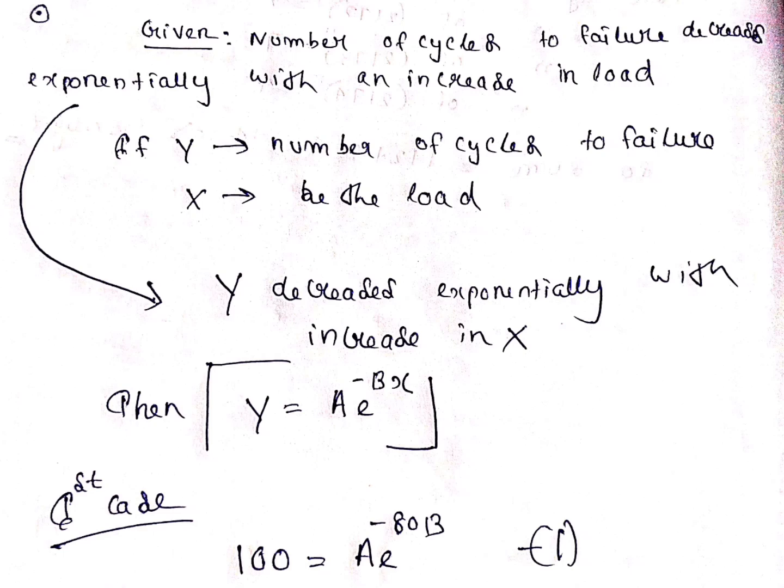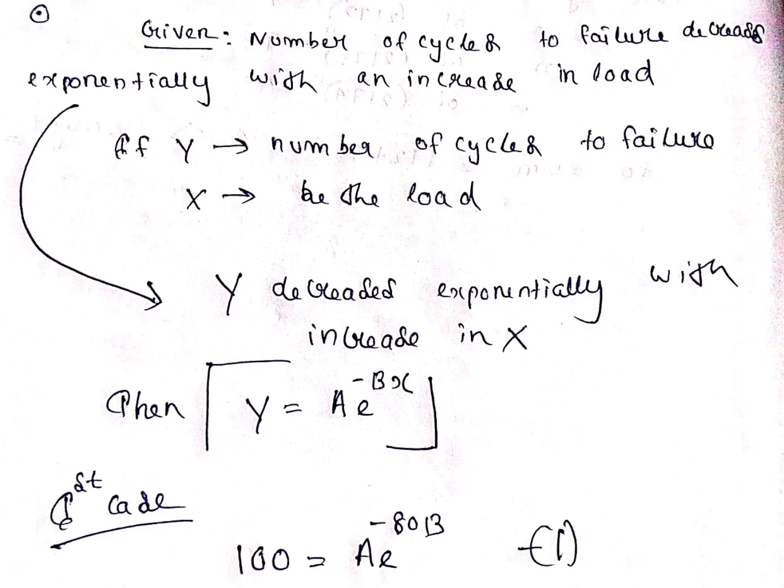Let us assume y is the number of cycles to failure and x is the load applied for the failure. Because they have already told us the number of cycles to failure decreases exponentially with the increase in load, y decreases exponentially with the increase in x. Then the exponential function, a relation between y and x, will be y is equal to a e raised to minus bx. This is a fact.